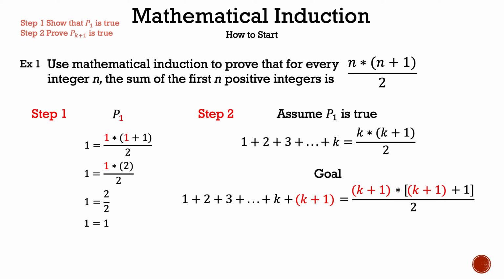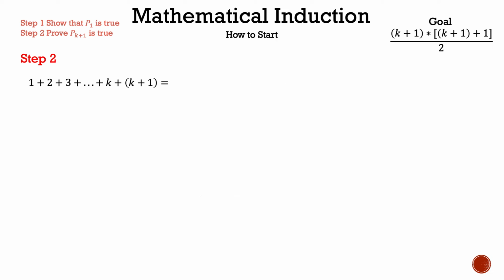Let's take a look at the differences between what we assumed and our goal. On the left side of the equal sign of our goal, we have k and the quantity of k plus 1, and the reason for that is k is the previous term of the quantity of k plus 1. On the right side of our equal sign, we have substituted k plus 1 into our original statement instead of k. Now let's start step 2 and keep in mind our goal. We have 1 plus 2 plus 3 plus dot dot dot plus k plus the quantity of k plus 1. Now we're going to use our assumption.